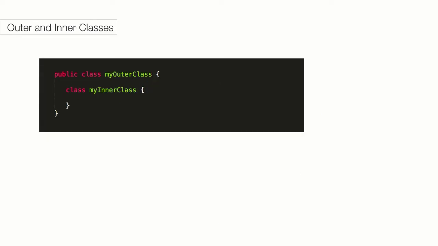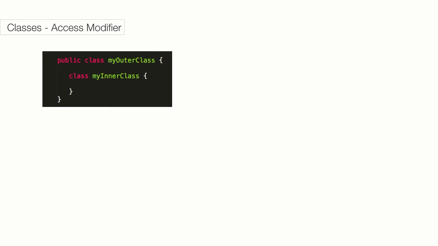In Apex, we can define top-level classes, also called outer classes, as well as inner classes. Inner class is a class defined within another class. You can only have inner classes one level deep, like this one. This keyword public is called an access modifier.